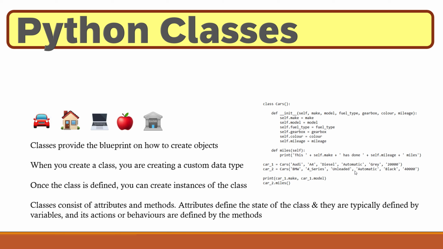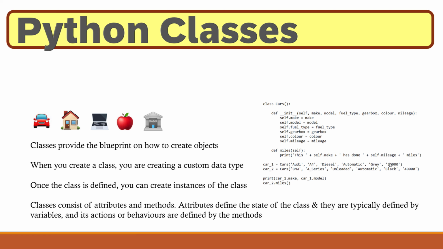And then at the bottom we can see two car objects created. So these are the instances created using the blueprint or the construction of the class. So these two objects, car1 and car2, although they are different, one's an Audi A4, the other one's a BMW 4 Series. They are both unique, but they have been created using the blueprints of the class. And then we have one single method defined here.